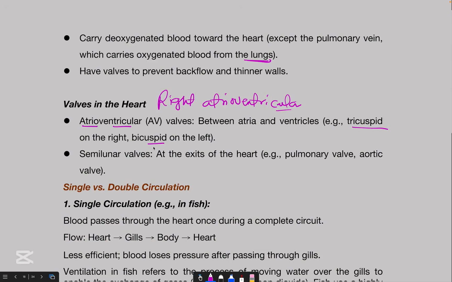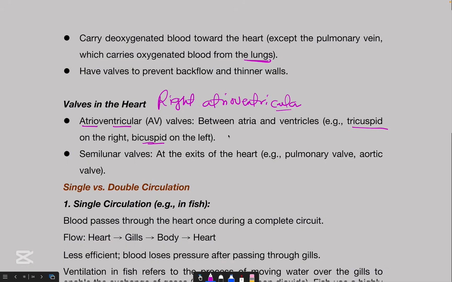Is that okay? Bicuspid valve or the left atrioventricular valve. They may just say left atrioventricular valve is also known as what? Bicuspid valve. Right atrioventricular valve is also known as what? Tricuspid valve. Take note. Emphasis.